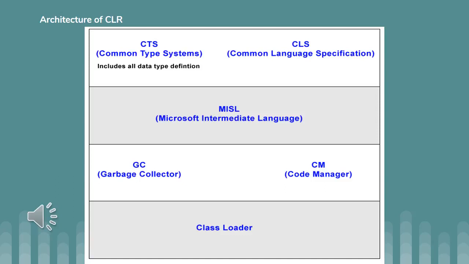It is a subset of CTS. All instruction is in CLS, that is, instruction of CTS is written in CLS. Code Manager. Code Manager invokes the class loader for execution. .NET supports two kinds of code. 1. Managed code. 2. Unmanaged code.